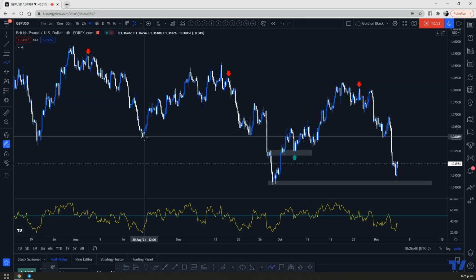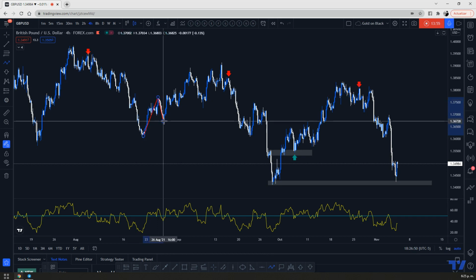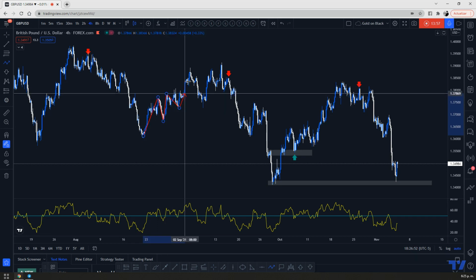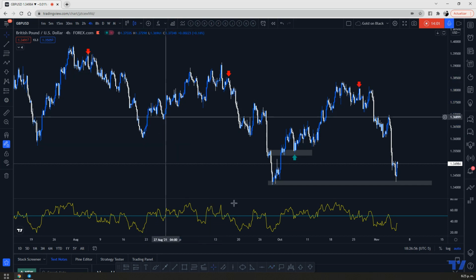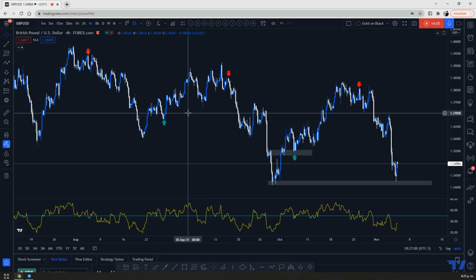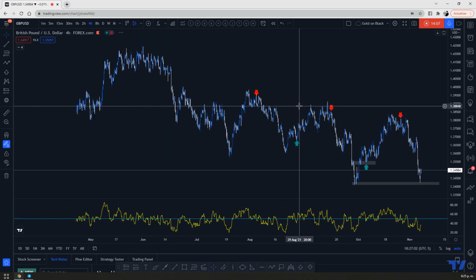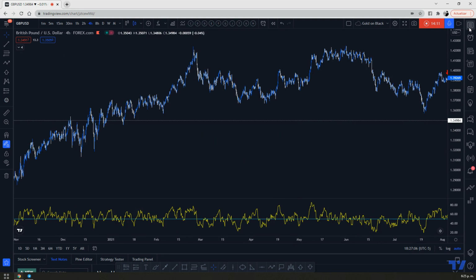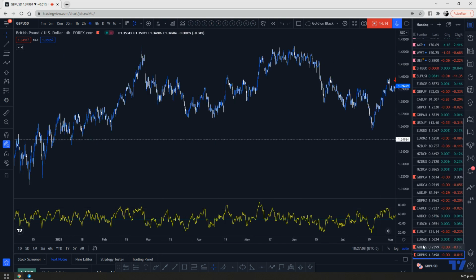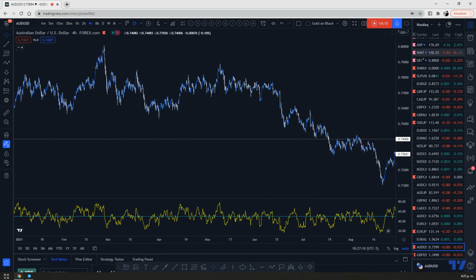Okay, this push, pullback, push, pullback, push, pullback, push. So where was the trigger? I think I deleted it. It was here. Okay, so look at the patterns. You can go back in time and just practice, backtest all this. Let's try to jump into another pair. See AUD USD, for example.